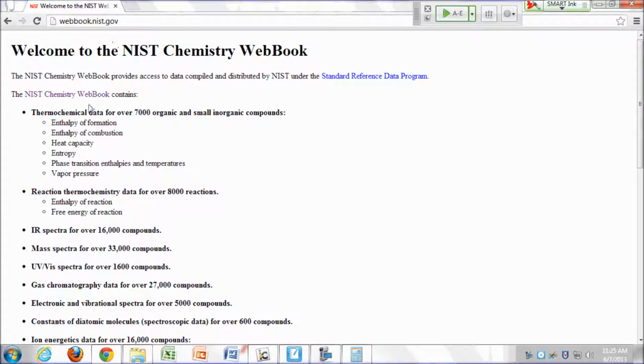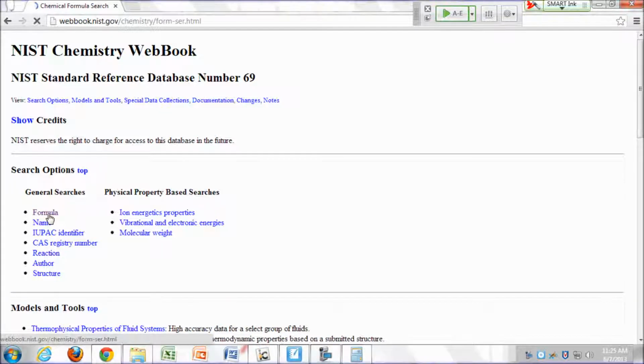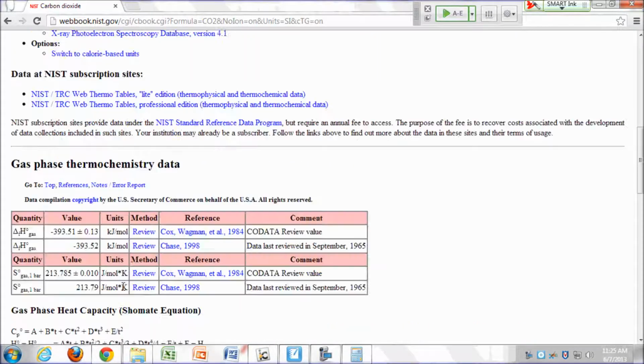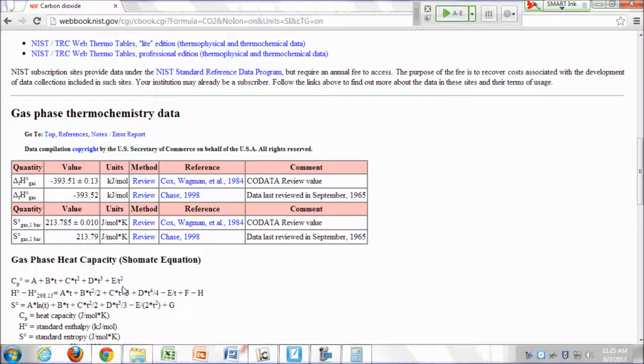webbook.nist.gov. Okay. So when you get there, click on NIST Chemistry Webbook, and you can do a search for a formula. For example, if I want to know CO2, carbon dioxide, I want to know delta H formation. I want thermodynamic data for the gas phase, so I just check that box right there. I hit search, and I'll find here, okay, delta H formation of carbon dioxide is negative 393.51 plus or minus 0.13, and the units here are kilojoules per mole. Okay, and it gives you the primary reference for that value. So you may see several values from different sources.